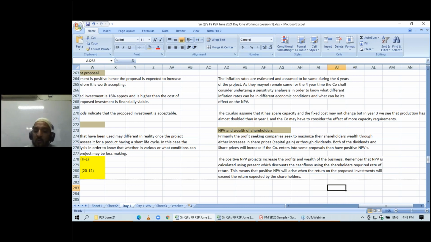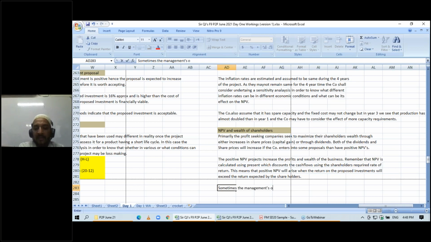So you can write one more line over here, that sometimes the management objectives may conflict, like early remuneration of managers.